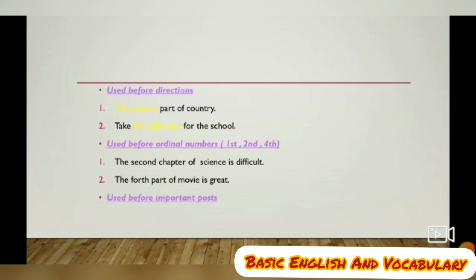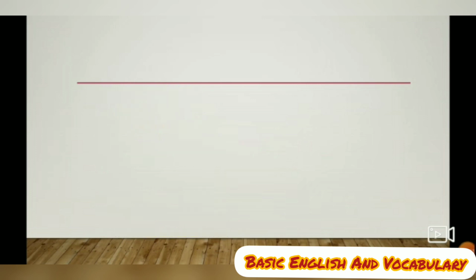And the next point is use before important post. First is he is the principal of my school. So principal is the important post here. That's why we use the. And the next example is Rahul is the best friend of Sonu. So best friend is the important post here. So that's why we use the.